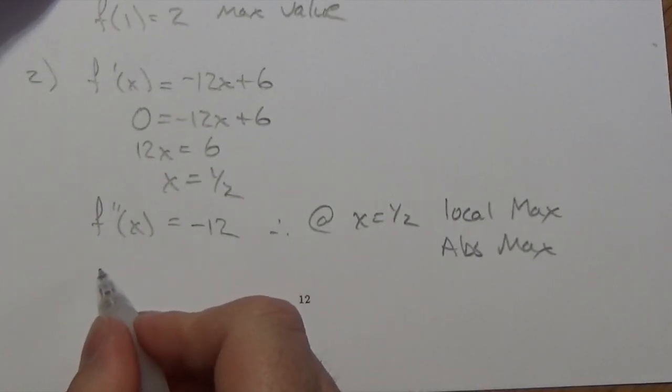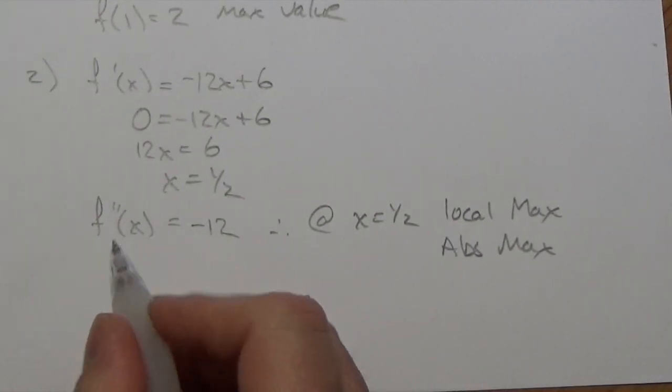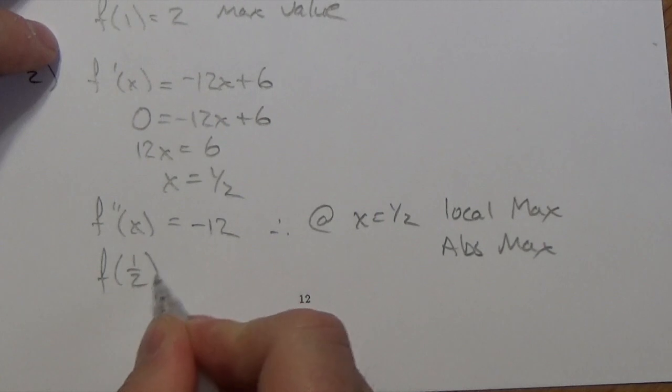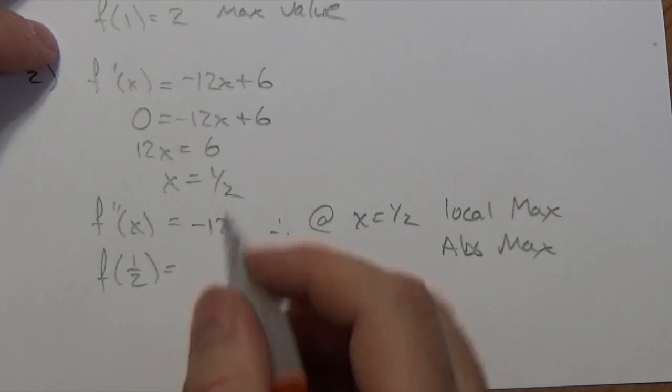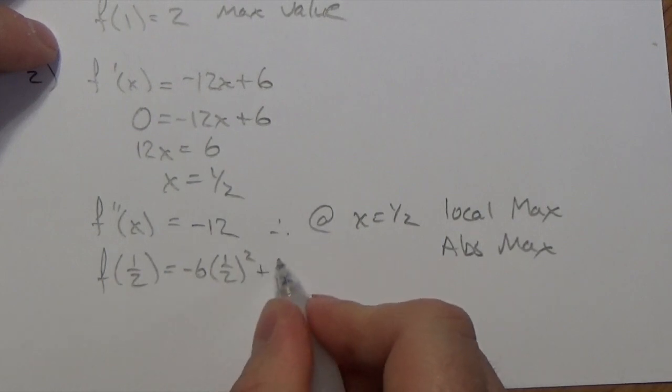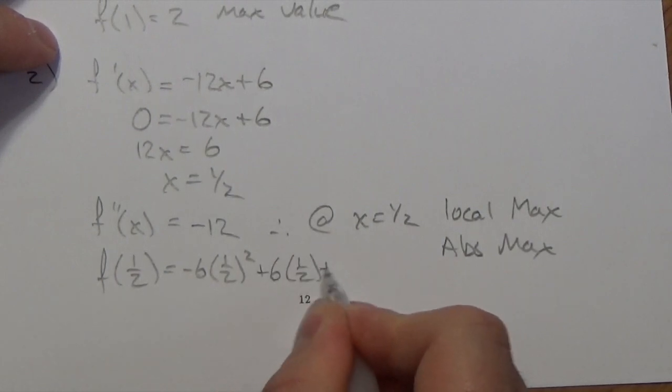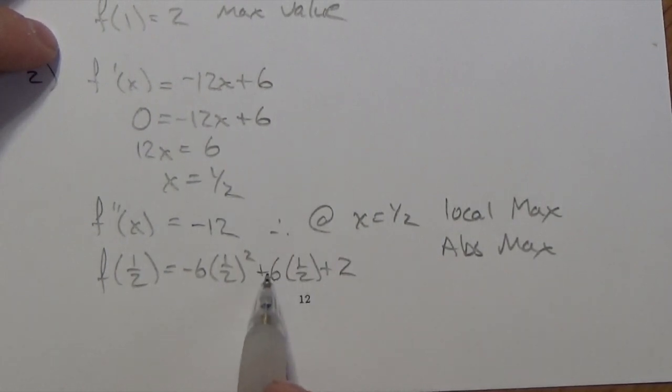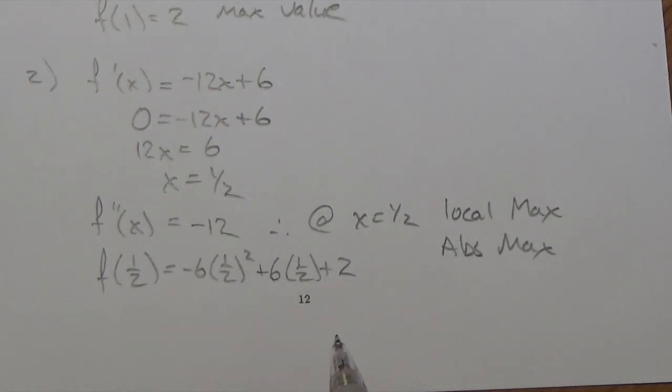Now, if I want to figure out what that value is, I would plug that in, 1/2. I would go back up to my original function. So that would be negative 6 times 1/2 squared plus 6 times 1/2 plus 2. Half of 6 is 3 plus 2 is 5. That's going to be a half squared, so it's going to be 1/4. So negative 6 over 1/4 is going to be negative 3 over 2.